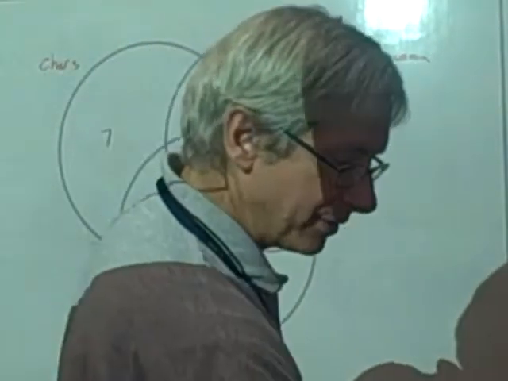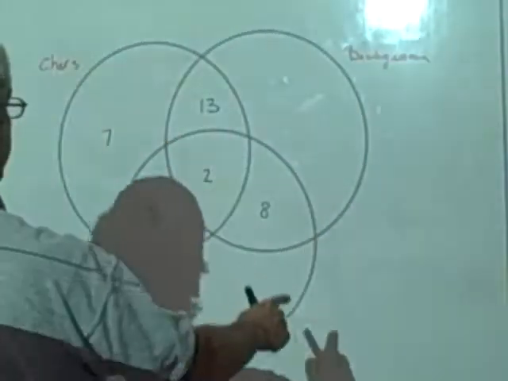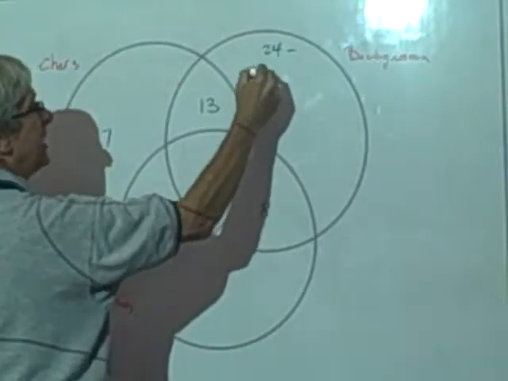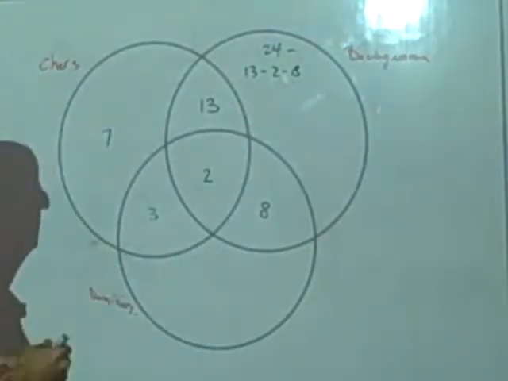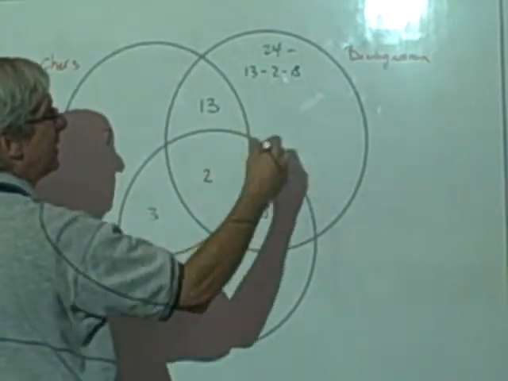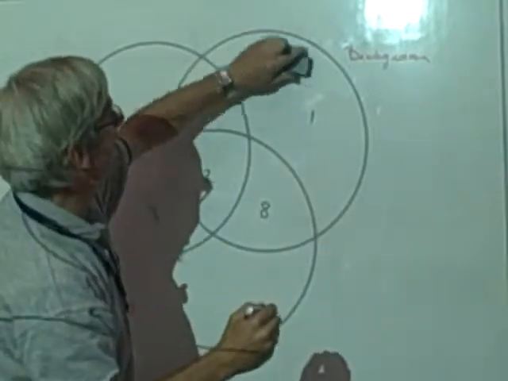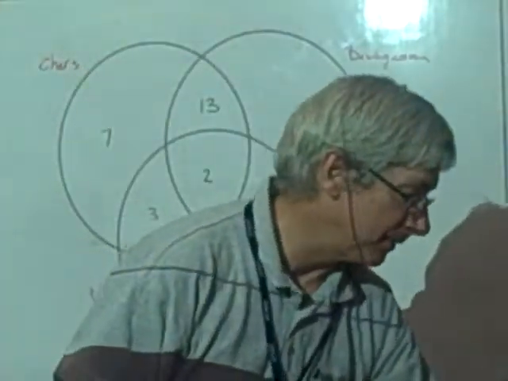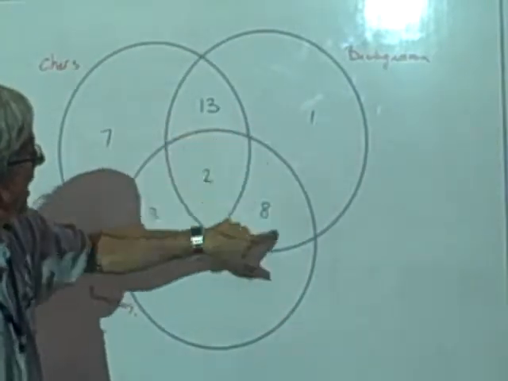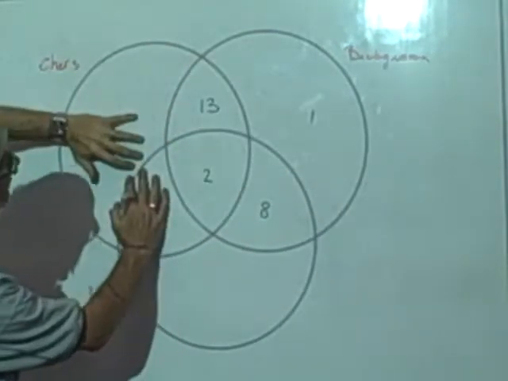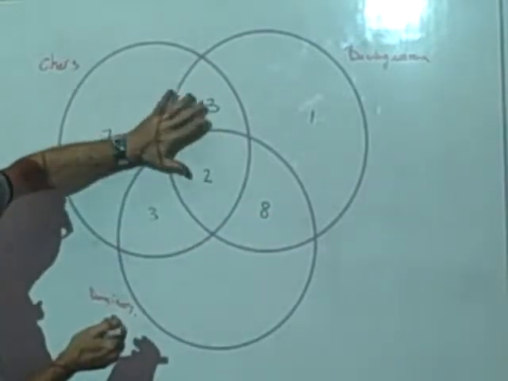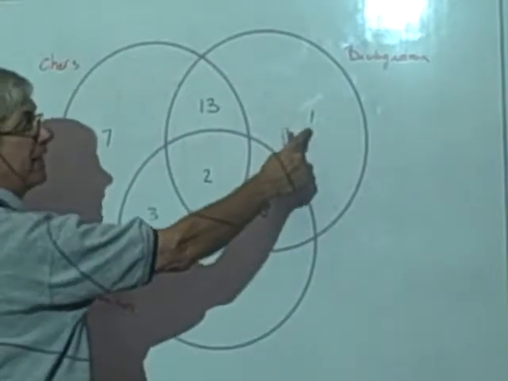Okay, next piece of information says 24 play backgammon. 24 will be where I start. And then I take away 13, 2, and 8. Well, I take away 13 from 24, that gives me 11. Take away 10 from 11, I get 1 backgammon player who doesn't play anything else. Okay? So now there's a total of 24 in here. 9, 10, 11, 24, all right? It involves some of the chess players, but this is all the backgammon players. Some of the backgammon players are chess players, some of them are dominoes players, and some don't play anything else.